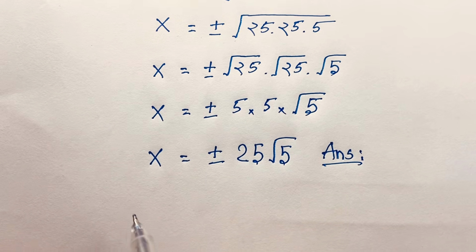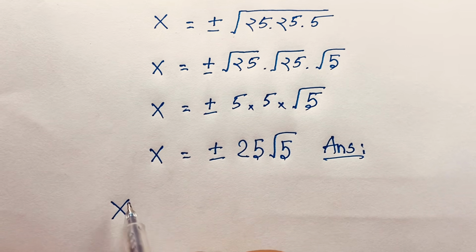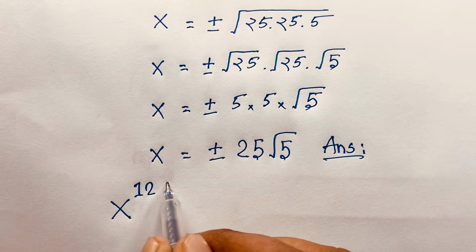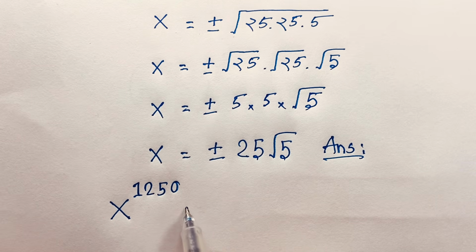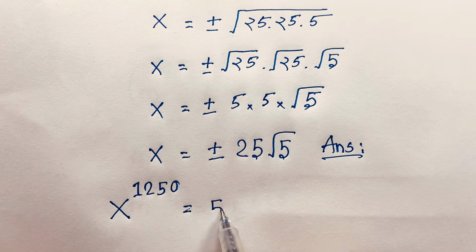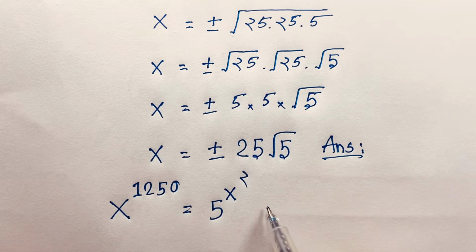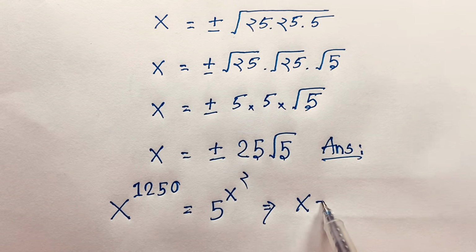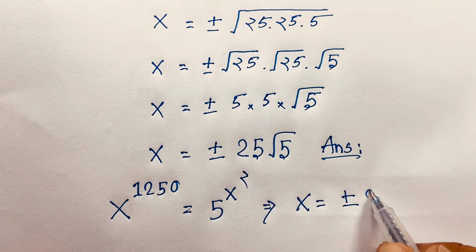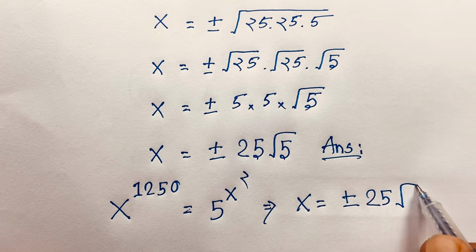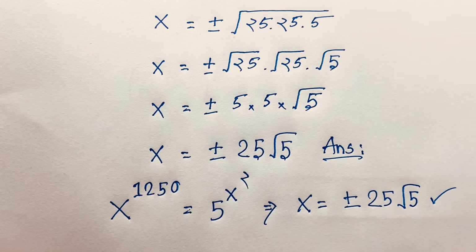So our question, x to the power 1250 is equal to 5 to the power x to the power 2. Here x is equal to plus minus 25 square root of 5. This is our final answer in this viral exponential maths problem.